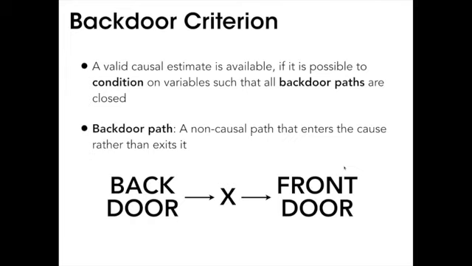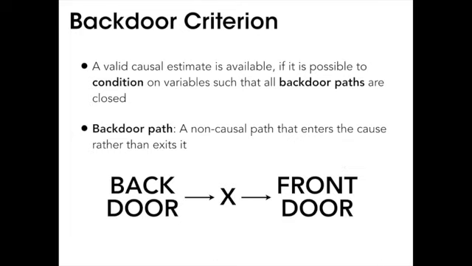So you think about the backdoor criterion in my vague summary here. If you look this up, you Google it, you're going to get a mathematical definition, which is confusing. This is my attempt to do better, although this is vaguer than the mathematical definition. The backdoor criterion tells you that a valid causal estimate is available for you to derive statistically if it's possible to condition, which means to stratify by, variables such that all backdoor paths are closed. What's a backdoor path? A backdoor path is a non-causal path. Now, we'll have examples of this in a second, so hang on. A non-causal path that enters the cause rather than exits it.